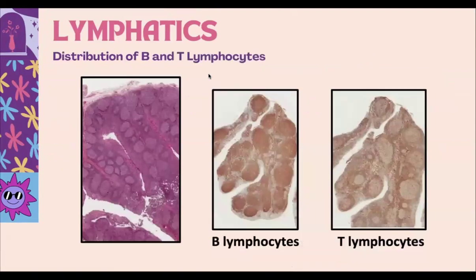And again, this is a picture of B lymphocytes versus T lymphocytes. There's not much explanation given behind these pictures. I would just say memorize it. You can see for B lymphocytes, it's one solid color in the nodule, versus for T lymphocytes, it's outer dark and inner lighter. And then we can move on.